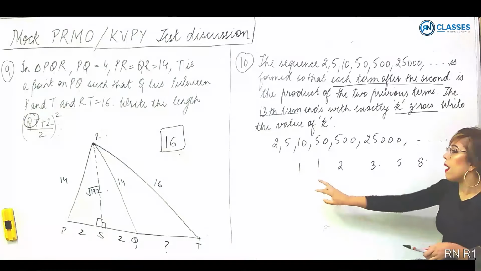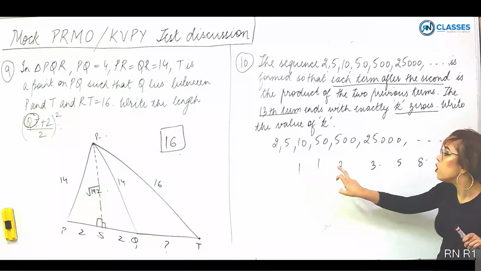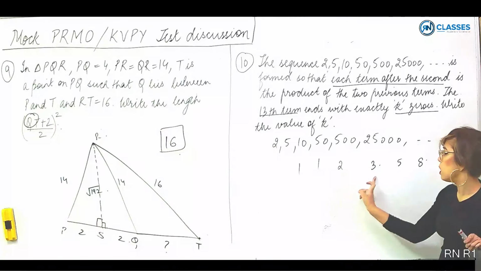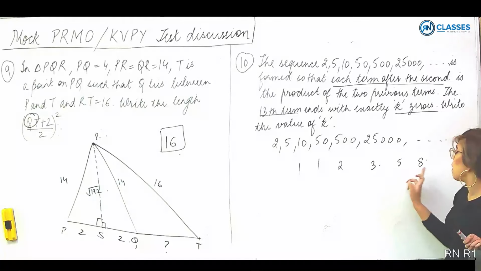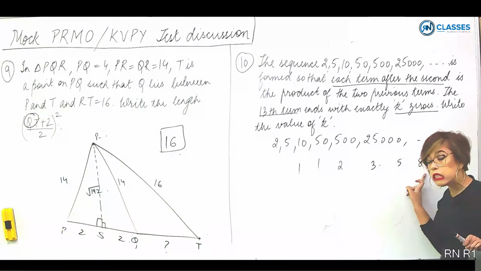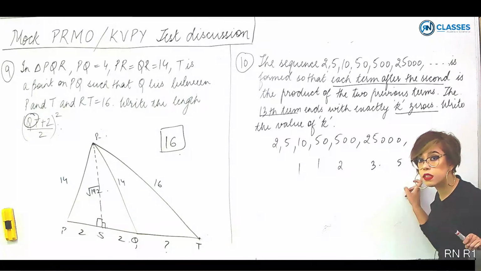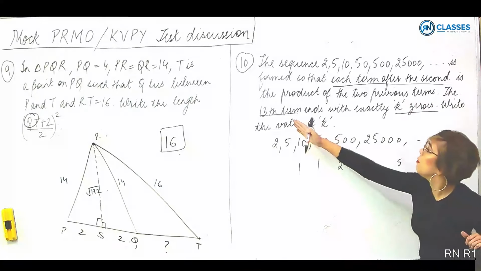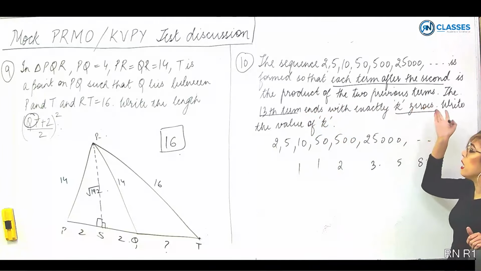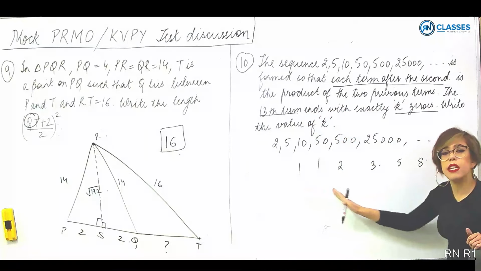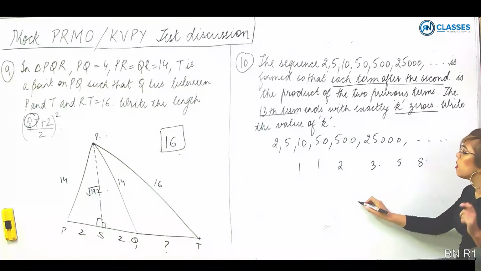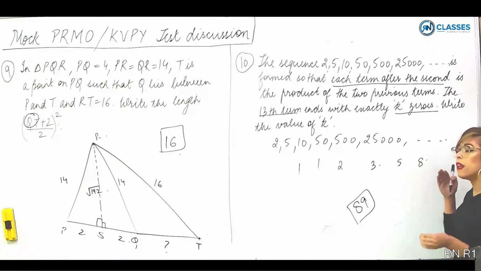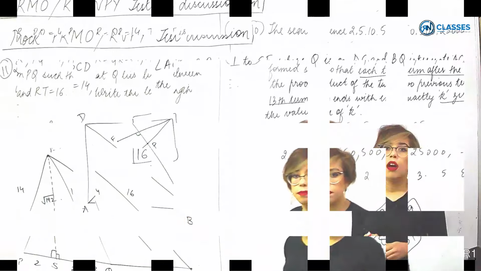Now, I think the pattern is clearly visible. 1, 1, 2, 3, 5, 8. 1 plus 1, 2, 1 plus 2, 3, 2 plus 3, 5, 3 plus 5, 8. In fact, this is nothing but the Fibonacci series or sequence, right? You need to tell me what the 13th term will end with, exactly k zeros. So write the value of k. Just write it down and you will find that the 13th term ends with 89. You know the sequence, just keep writing the terms in the sequence and you'll get the answer.